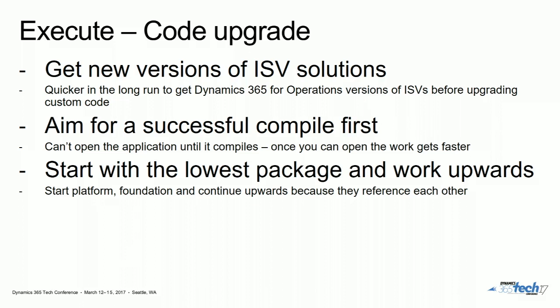Aim for a successful compile first. Start with the lowest package and work upwards. So I alluded to, if you haven't developed in Dynamics 365 for operations, that might not make a lot of sense. Effectively, we have this concept of packages, which is a bit like a collection of models. And they are a unit of build or a unit of compile. So a package is a bit like a DLL. Some of the big ones that we have, Application Suite is a package, and that's built as a DLL type thing. Application Foundation is one, Application Platform is one, and there are lots of little ones now. We're starting to granularize those.